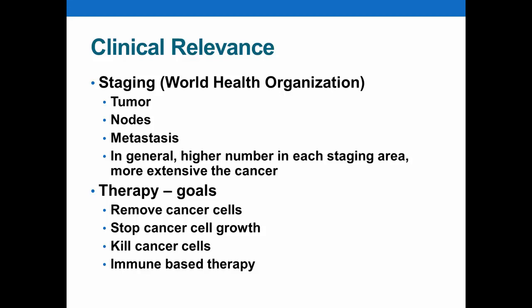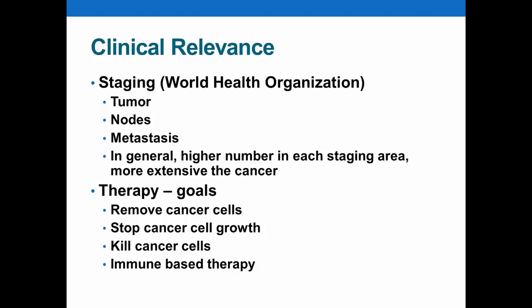So let's look at an example of that. Let's say that someone is a T1, N1, M0. So tumor 1, nodes 1, metastasis 0. That's a pretty localized tumor or localized cancer. If you look at a T3, N2, M2, or I'm sorry, M1, you know that the tumor is larger, it has invaded lymph nodes, and it has metastasized.